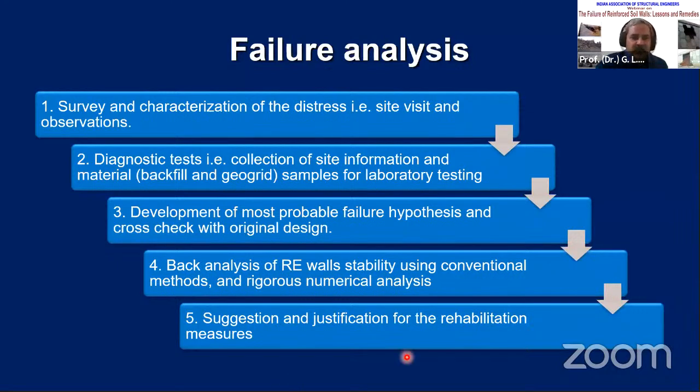Then you try to come up with the most probable hypothesis, check it against the original design, and try to back analyze using conventional methods. But conventional methods are what is given in codes and other practices, and they may not give you the complete picture because it's a deformation problem. A lot of movements are there, and conventional calculation methods may not capture that. So you may have to use numerical analysis. Then you can make suggestions. I'll give a lot of examples on this.